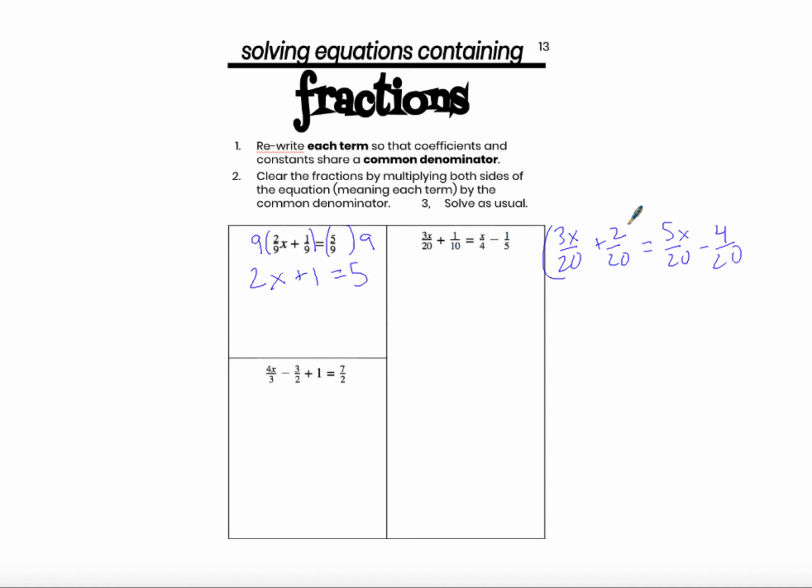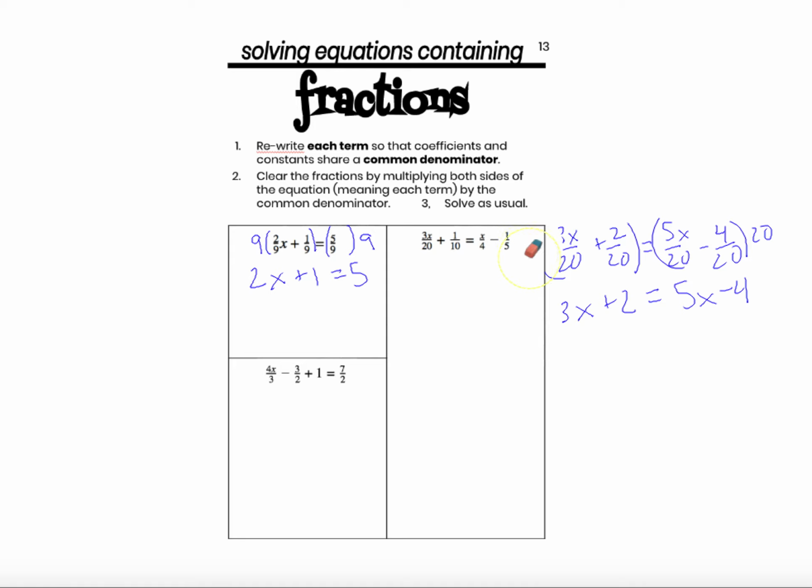Now I saw a lot of you not doing this step, just actually literally crossing out the denominator in your head. You can't do that. I need you to multiply both sides of the equation by 20. That gives you 3x plus 2 equals 5x minus 4. Very simple equation, which you now can solve.